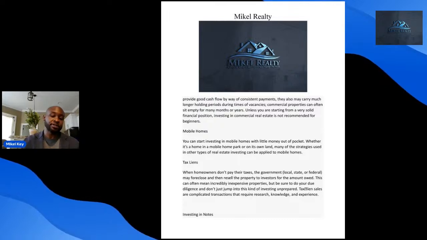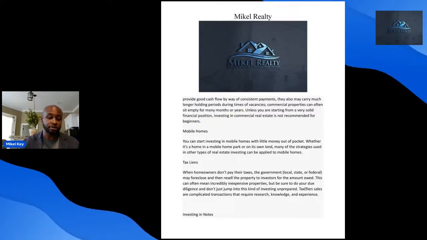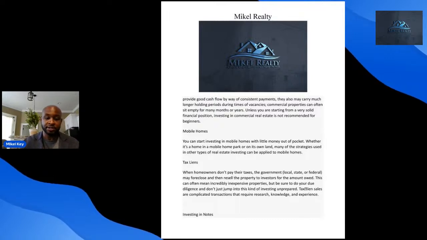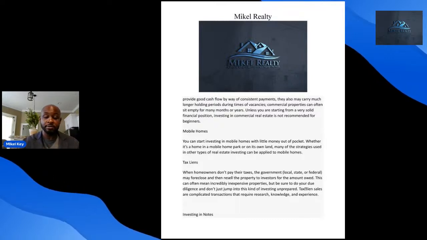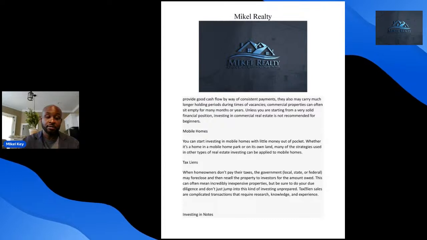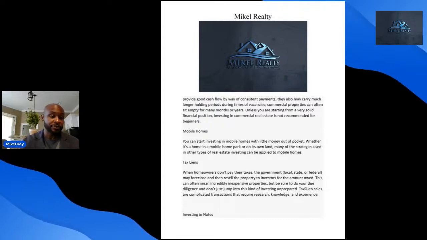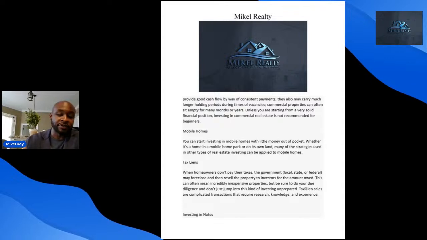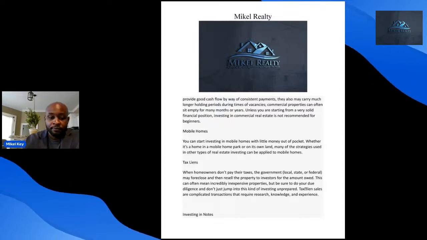So these properties typically come with a lot of issues. Make sure you do your due diligence, have a good title attorney to check title on it to make sure title's clear. If it is, you get a house for pennies on a dollar. But a lot of investors buy these properties and they can't ever do anything with it because there's active liens against it. Okay.